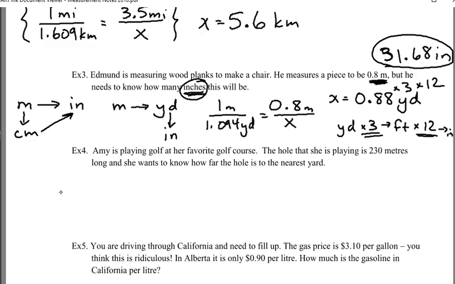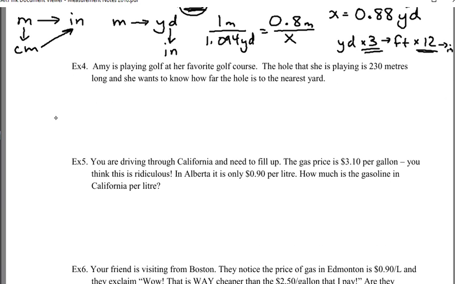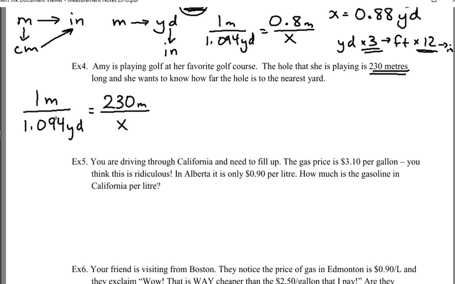And then number 4. Amy is playing golf at her favorite course. The hole she is playing is 230 meters long, and she wants to know it in yards. Sometimes you'll get to a course, if you're a golfer, it says meters, but we're always talking yards. It can be frustrating. So, straight up, meters to yards. Well, proportion, 1 meter, 1.094 yards, equals, what do we have? We know we have 230 meters. How many yards? X works out to be a 252-yard hole.